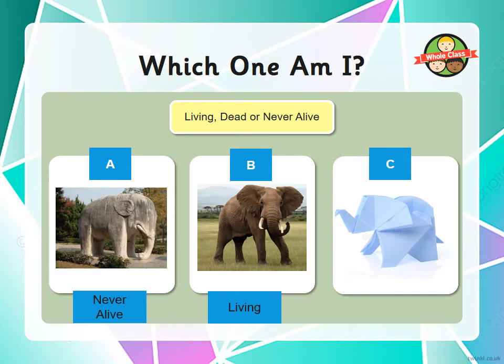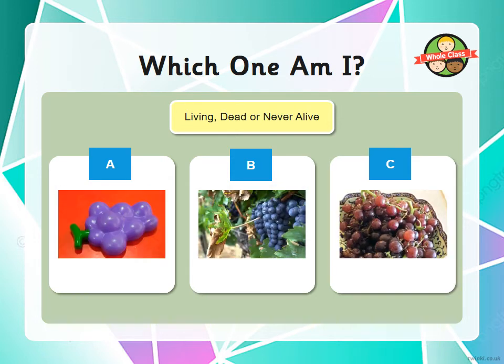Look at picture C. We have an elephant made out of paper. It's a paper origami. So what is it? What was paper? Was paper once alive? Yes, it was. Is it still alive? No. So we call it dead. Any living thing that stops living, we call it dead.